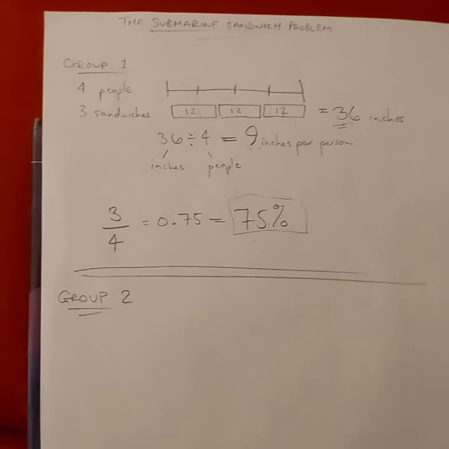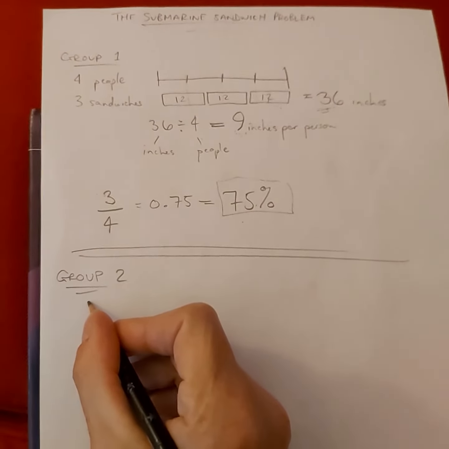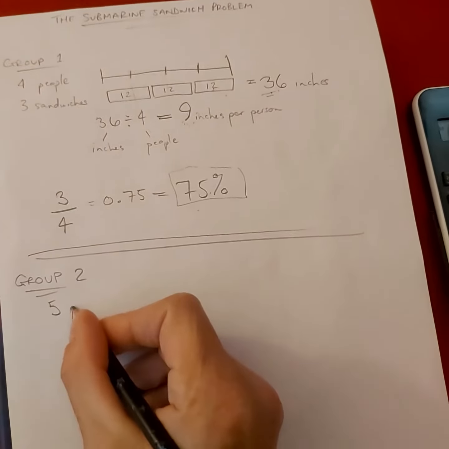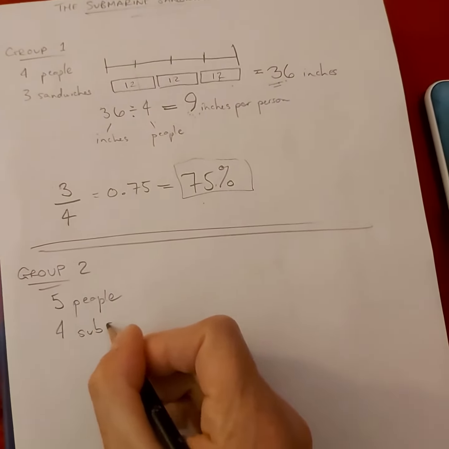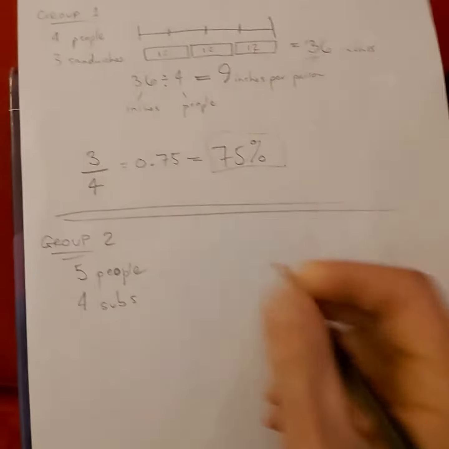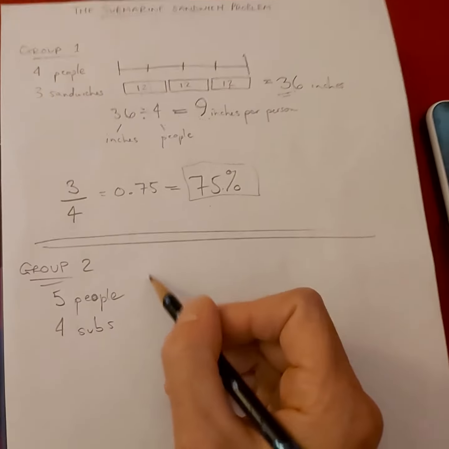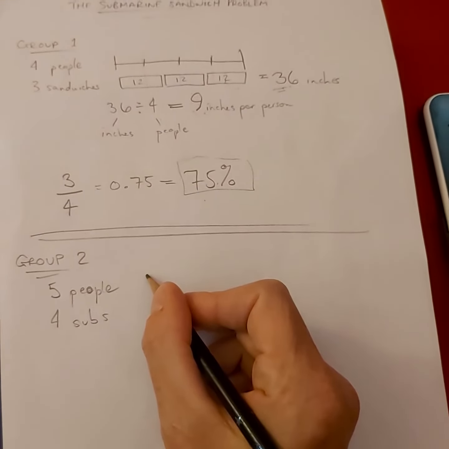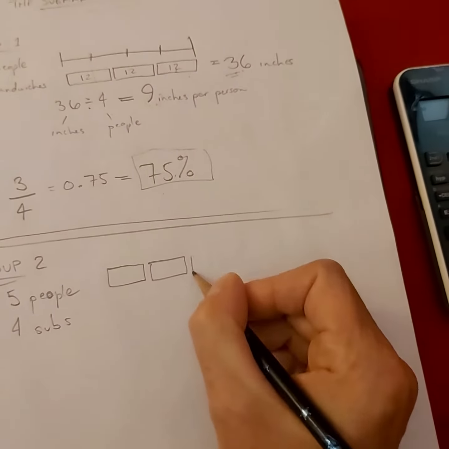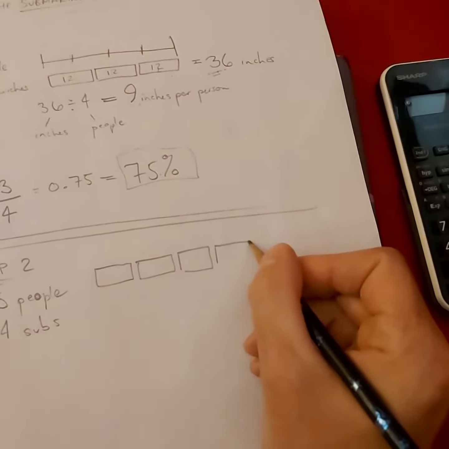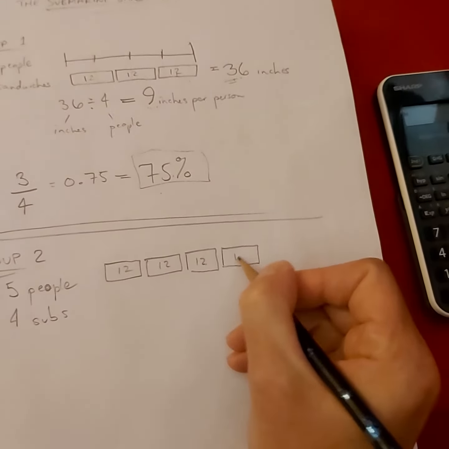So I'm going to do the same two strategies again, but I'm going to look at group 2, which has 5 people and 4 subs. Sorry about the bad writing here. I don't know if I'm going to do the same diagram again, just for the purpose of time. Well, let me just do it anyway. Okay, so I have 4 subs this time, and each sub, again, I'm going to decide is 12 inches long.